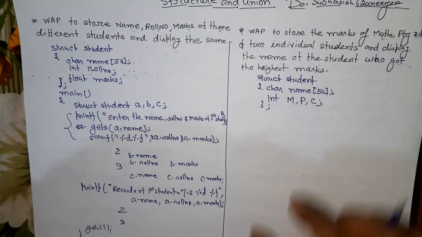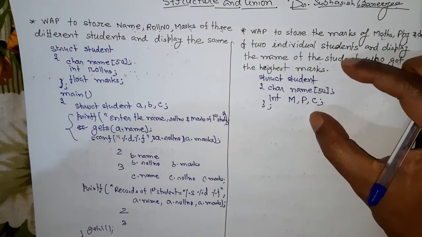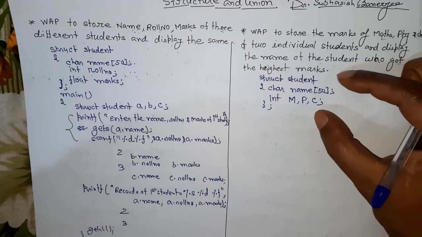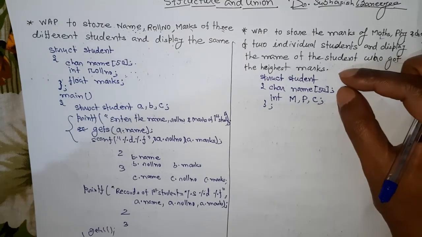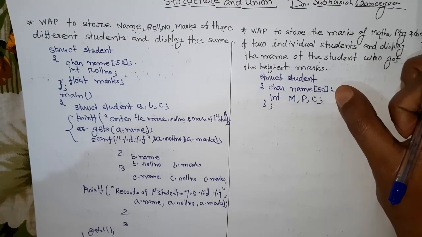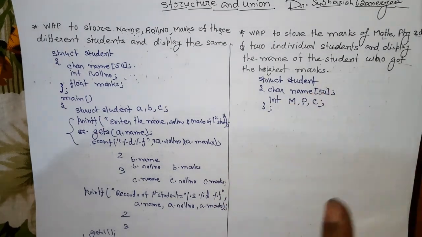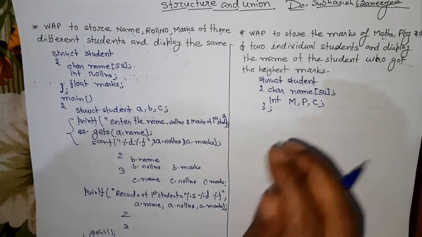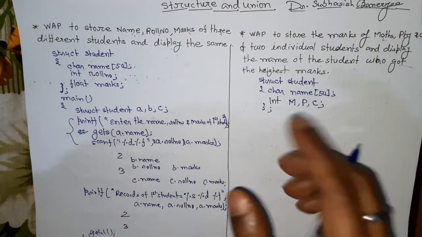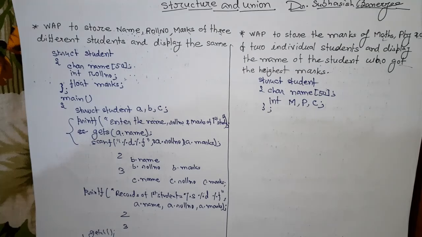So here we have defined the structure, the shape of the record of each individual student. There should be the name of each individual student, and there should be the marks of mathematics, physics, and chemistry. So here we have defined the structure, but so far we have not defined how many students we are going to store records for.